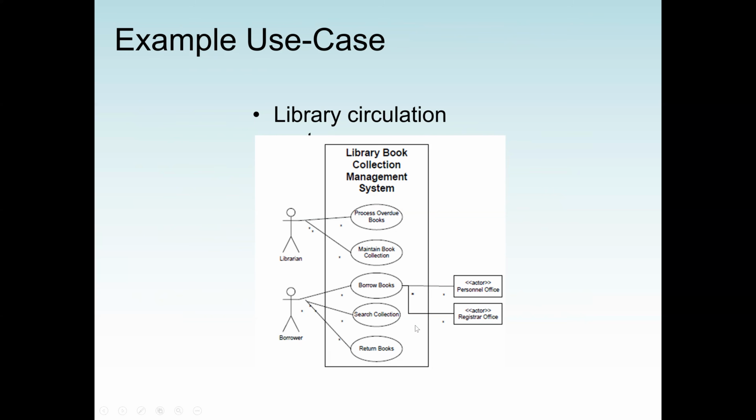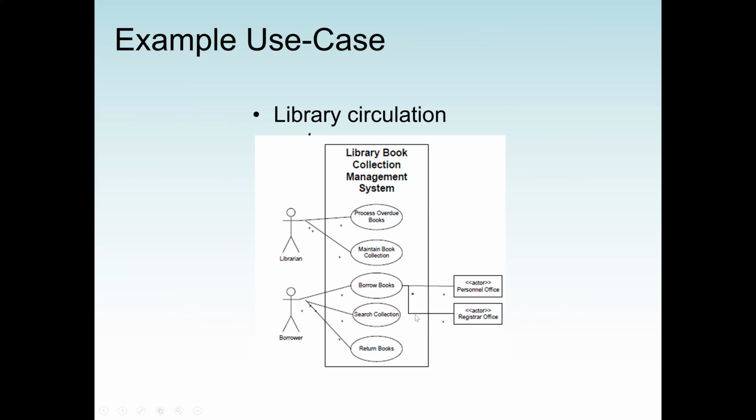Then we can see the use case for the librarian. For example, the librarian can process overdue books. It can also maintain the book collection. But a borrower can only borrow books or search for the collection so that he can borrow. And also when the book is due, you have to return the books. So to borrow books, we may need a personnel office, or registrar office, maybe register with the library system.